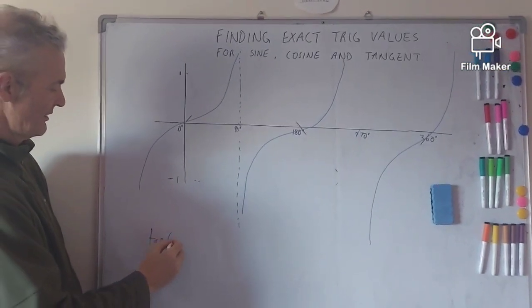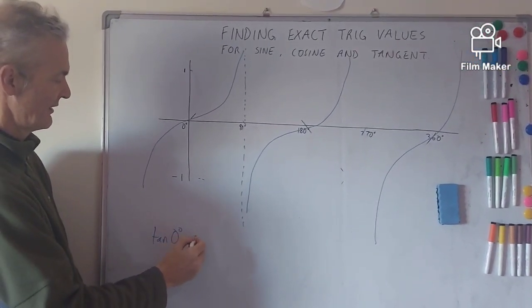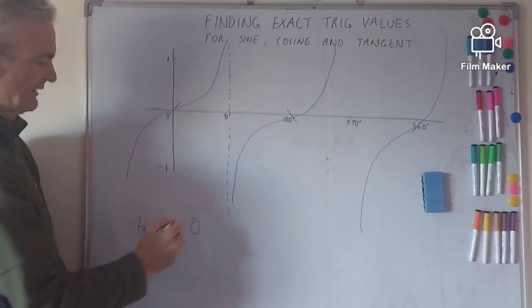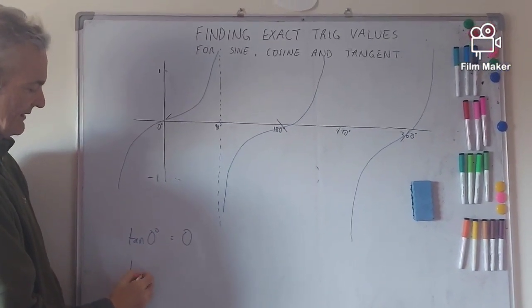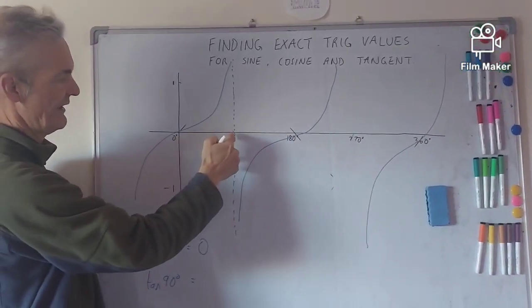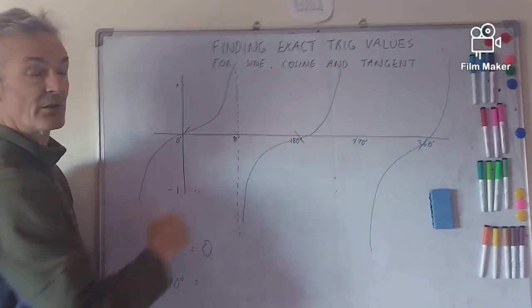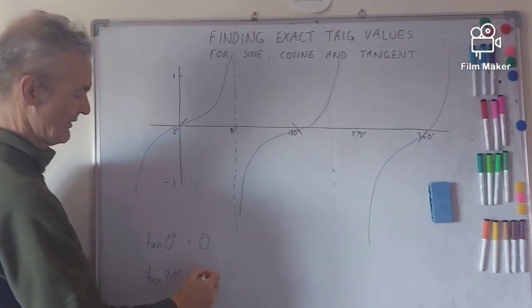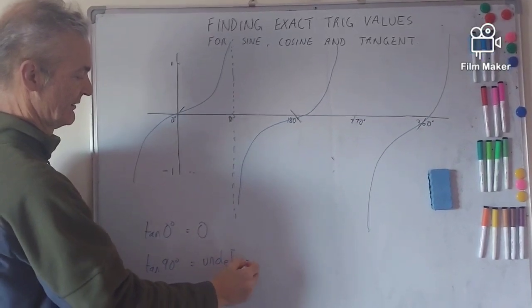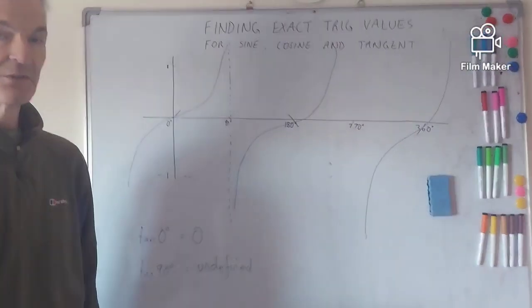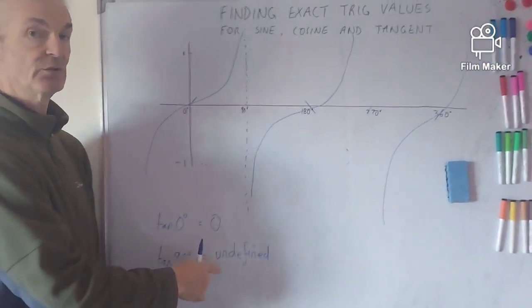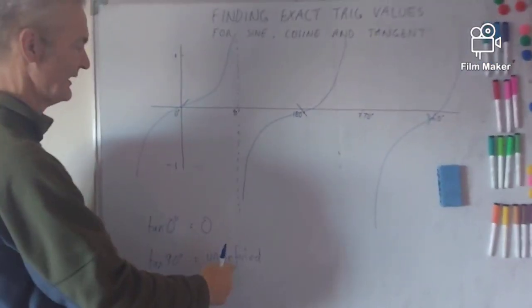So what have we got going on here then? Tangent 0 degrees, which is here, is 0, and tan 90 degrees, which is here, right on this asymptote. You're not going to get a value for tangent, so we say it's undefined. If you type into your calculator tan 90 degrees, you'll get error or undefined. So there's no value there.